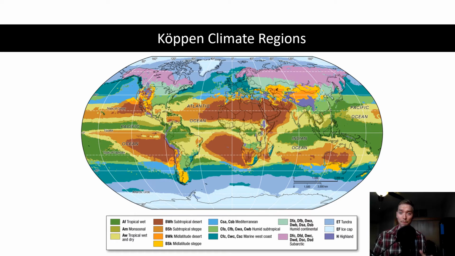There's a very famous one, the Köppen climate region or Köppen climate classification system. And we're going to dive into what each one of these means, all save the very last one in the bottom right corner there, Highland. We're going to kind of ignore that one for now. But this is the prominent classification system used by most scientists.